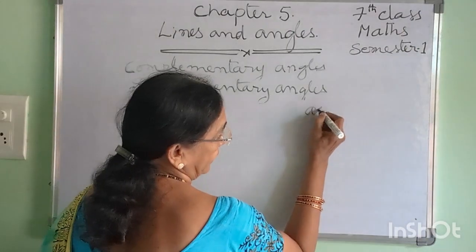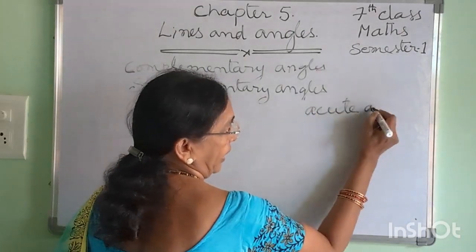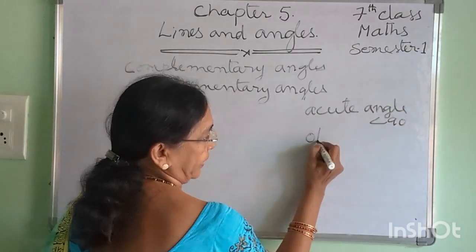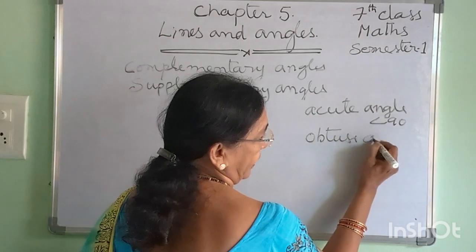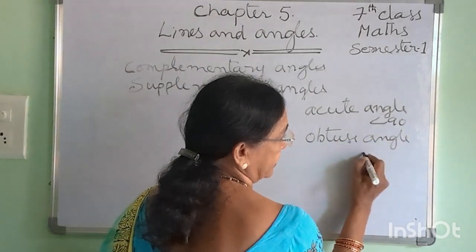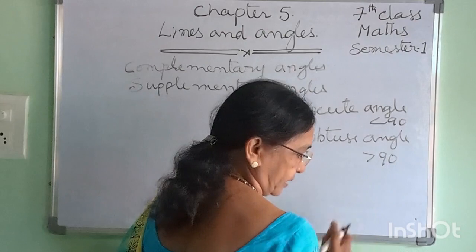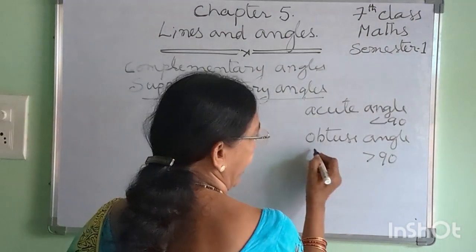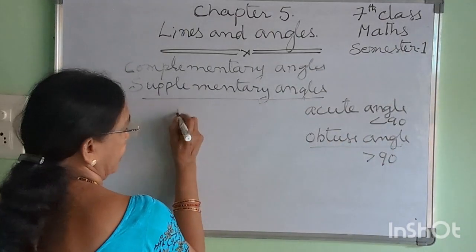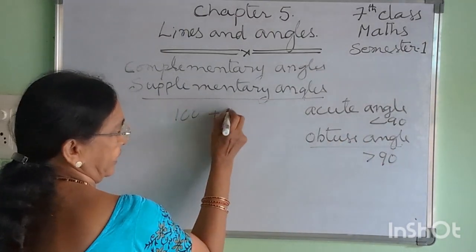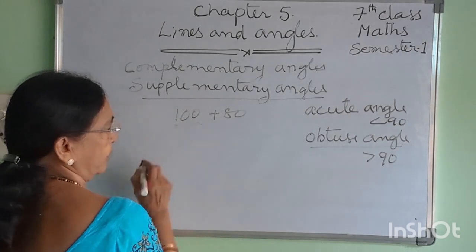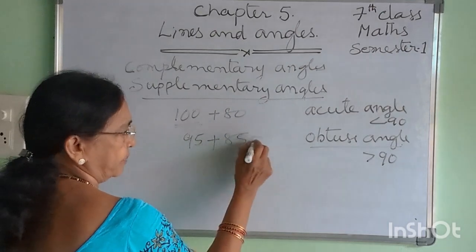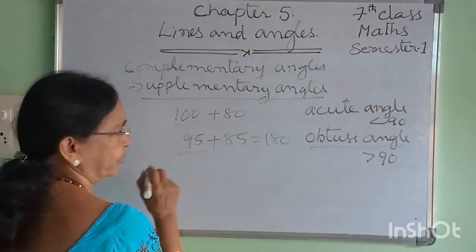Here an acute angle means less than 90 degrees, and an obtuse angle means greater than 90 degrees. Therefore, in supplementary angles we can have one obtuse angle, because 100 plus 80 is 180, so one is an obtuse angle. And 95 plus 85, the sum is equal to 180 degrees, so again one is an obtuse angle.